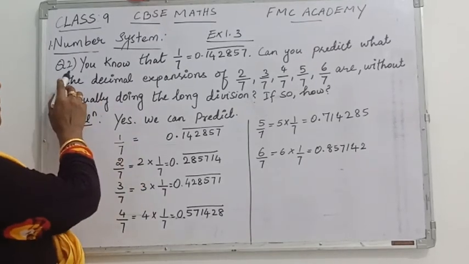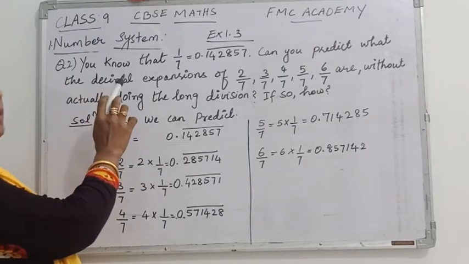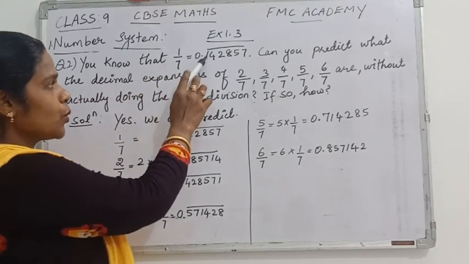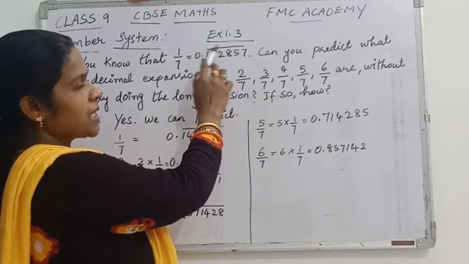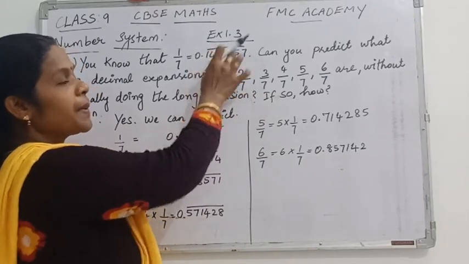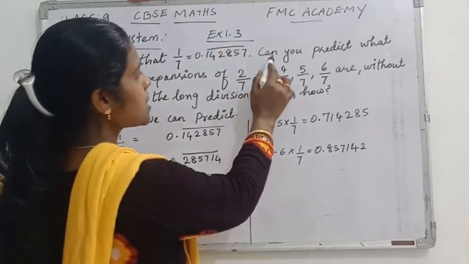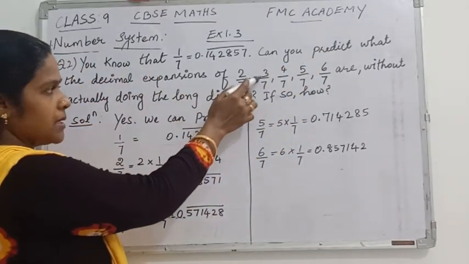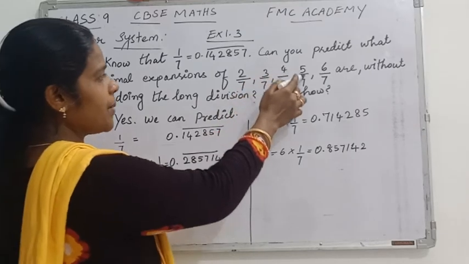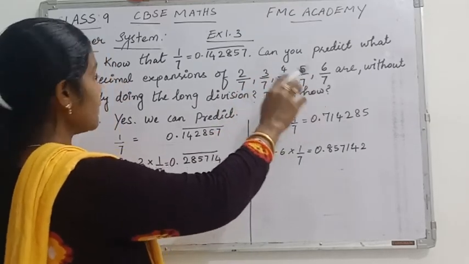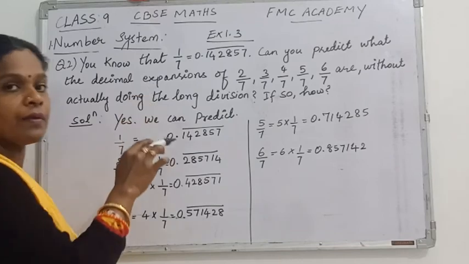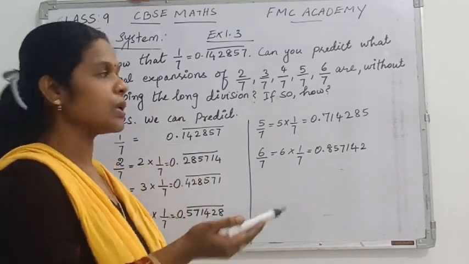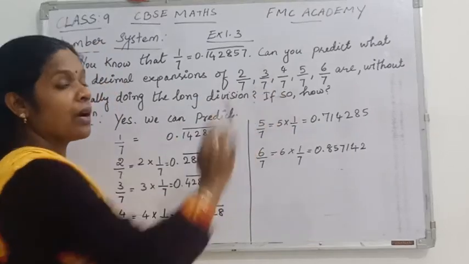Let's move to question number 2 now. The question here is like this. You know that 1 by 7 is equal to 0.142857, which is repeating, meaning the whole set is repeating again and again. Now the question is, can you predict what the decimal expansions of 2 by 7, 3 by 7, 4 by 7, 5 by 7, 6 by 7 are, without actually doing the long division? You are not going to use the long division method, but some other trick. If so, how will you find out?